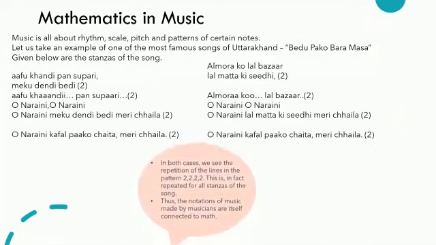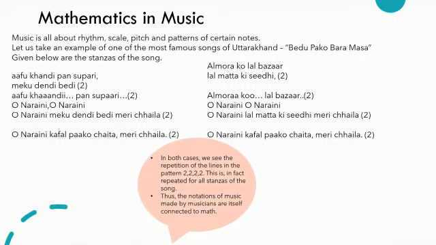So one thing that we can observe in both the cases is that each line is repeated twice, that is the pattern 2, 2, 2, 2. So this is in fact repeated for all the stanzas of the song. So we can say that the arithmetic progression 2, 2, 2, 2 is common for all the stanzas of the song. So thus, the notations of music made by musicians are itself connected to maths, and we can conclude by saying that dance and music are not devoid of mathematics.